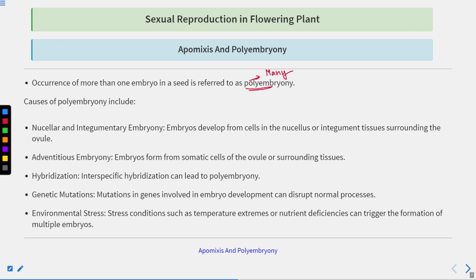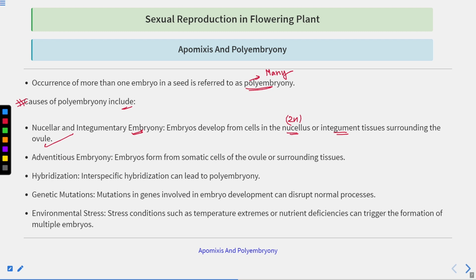What are the causes of polyembryony? The causes include nucellar and integumentary embryony. What is this? Embryo developed from the cells in the nucellus or the integument tissues surrounding the ovule. So these nucellar cells are diploid. So here embryo can develop from the nucellus or the integument. Okay, clear? So this is the reason for the multiple embryos.